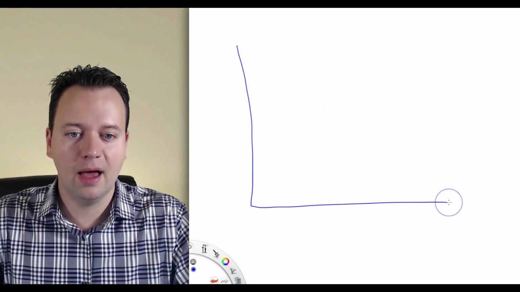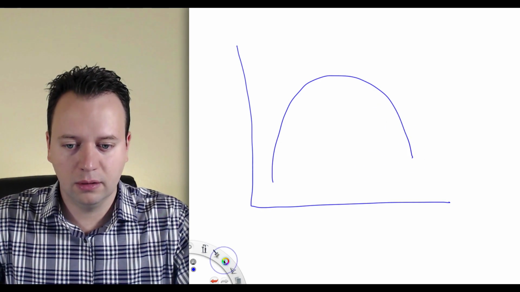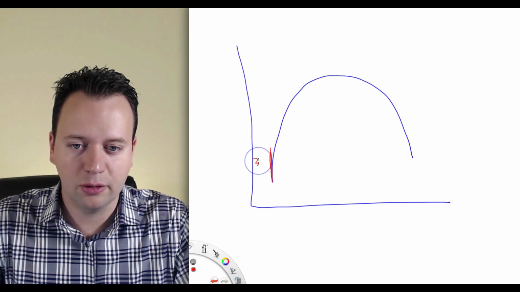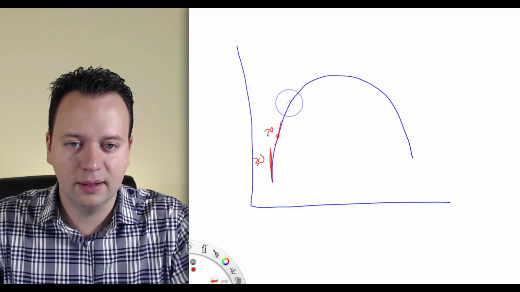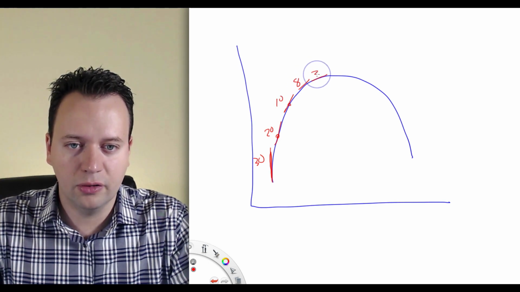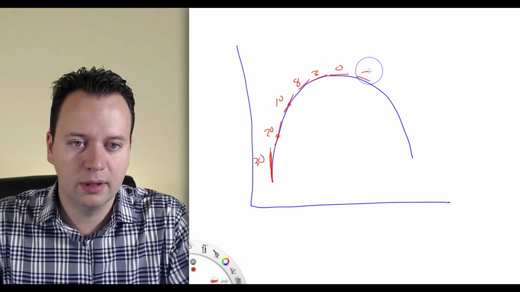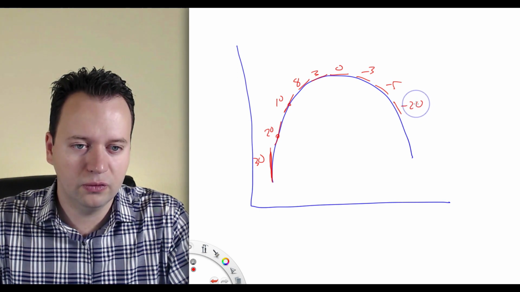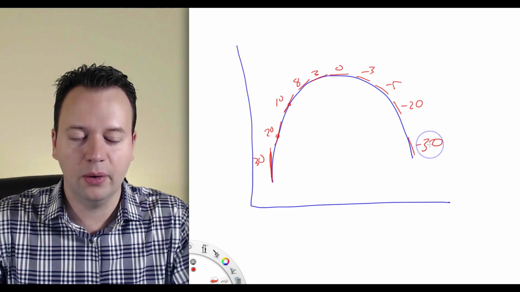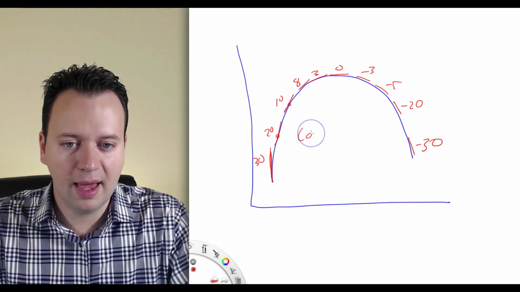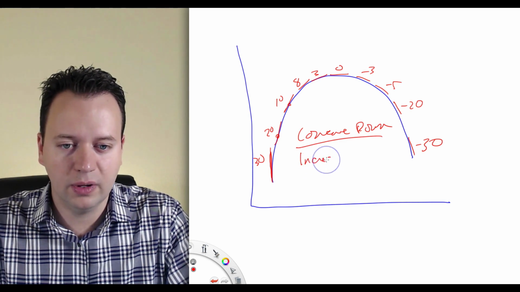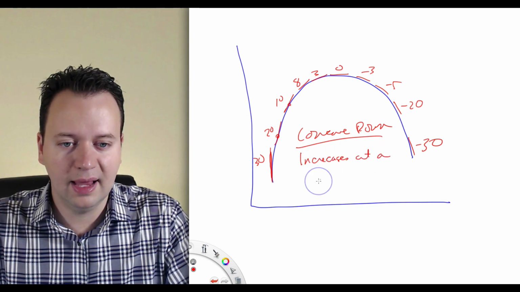So concave down, something like this. Large is increasing with a high slope. It looks like 30, maybe 20. Maybe this is 10, 8, 3, 0, -3, -5, -20, -30. Whatever the case might be. So for concave down, it's increasing. It increases at a lesser and lesser rate.